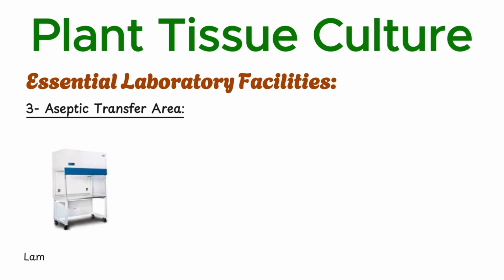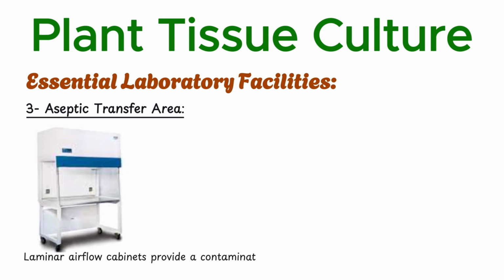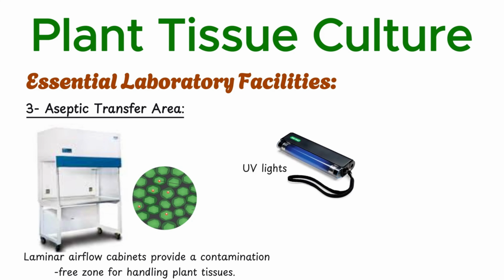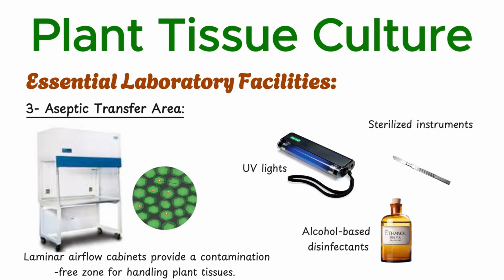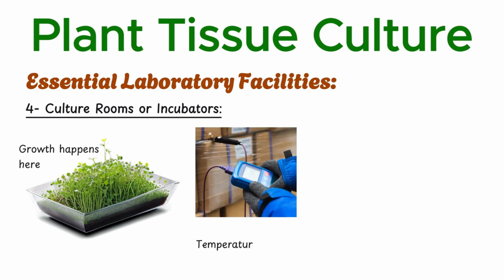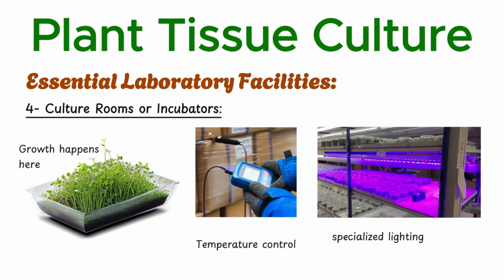Sterility is everything. Laminar airflow cabinets provide a contamination-free zone for handling plant tissues. UV lights, alcohol-based disinfectants, and sterilized instruments like scalpels and forceps ensure the process remains impeccably clean. Growth happens here. These rooms are equipped with temperature controls, specialized lighting systems, and humidity regulation to create the perfect environment for plant tissues. Shelves and racks keep everything organized as the cultures develop.